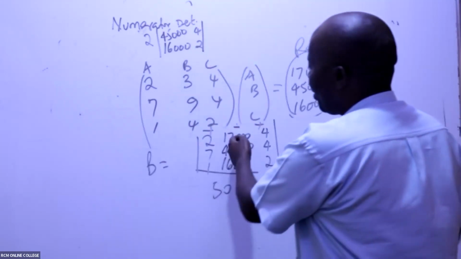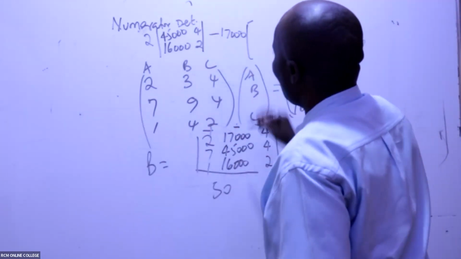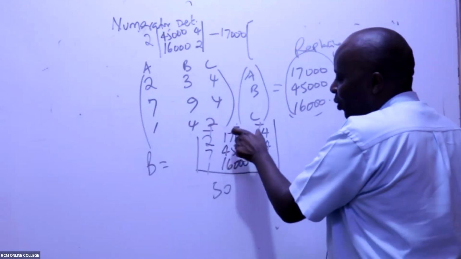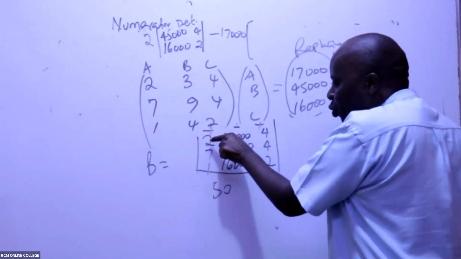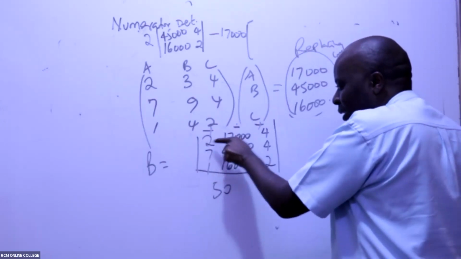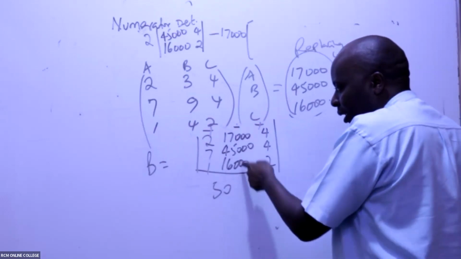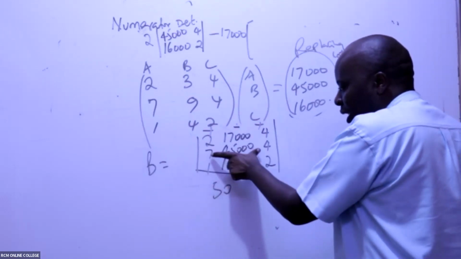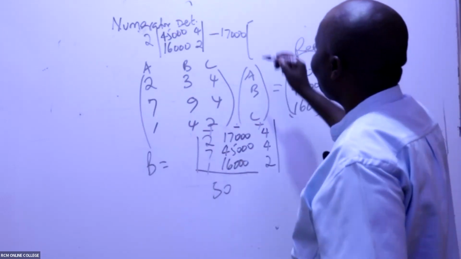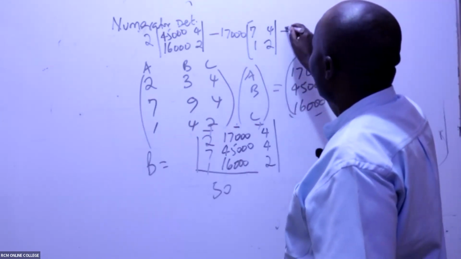You go to the next one, which is minus. So minus 17,000 into. So in this case here, if it is 17,000, we have to hide it. So this row disappears. You hide it column-wise and row-wise. So this disappears. This disappears. So we are left with 7412 plus 4.